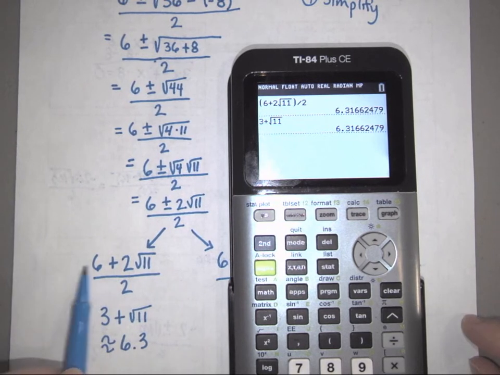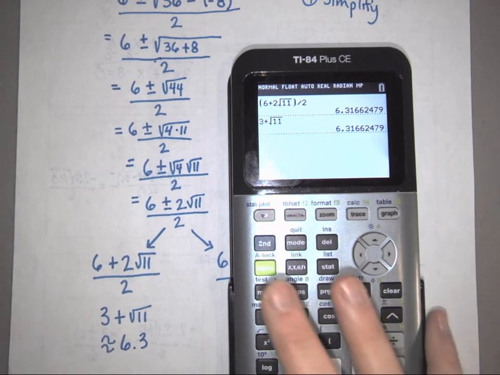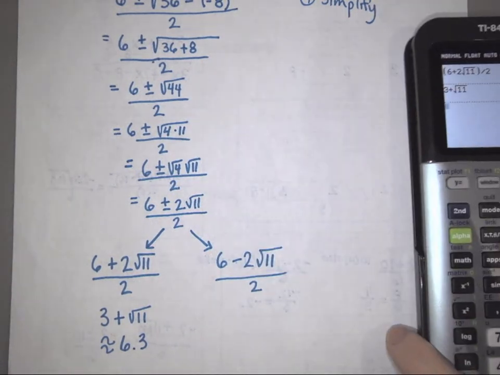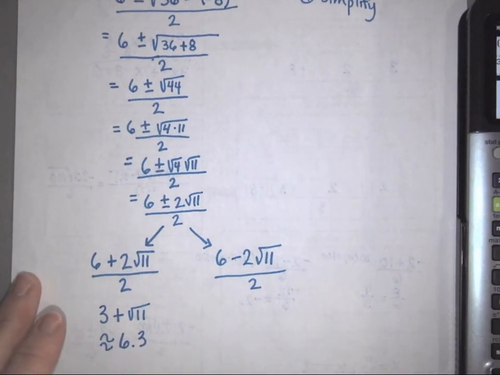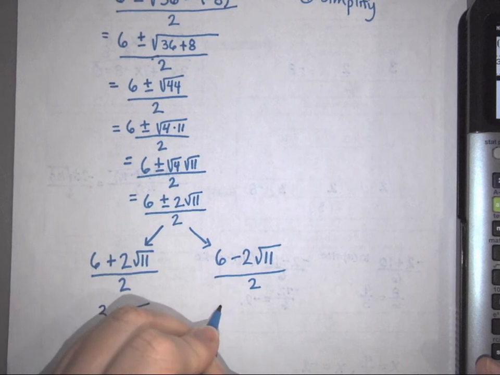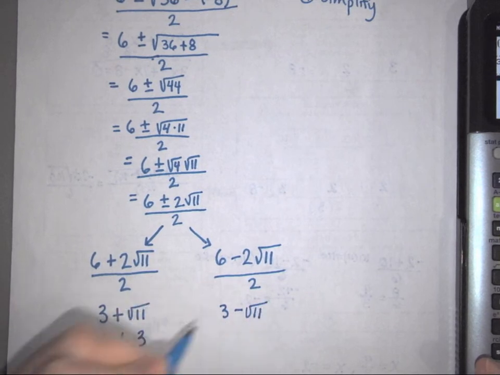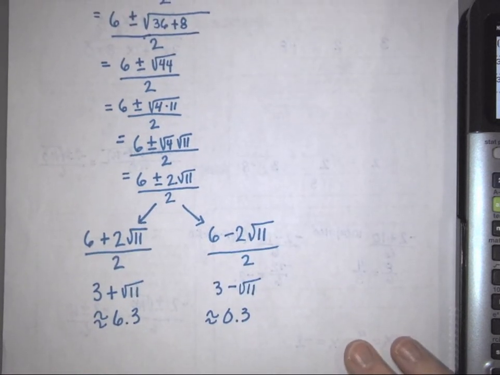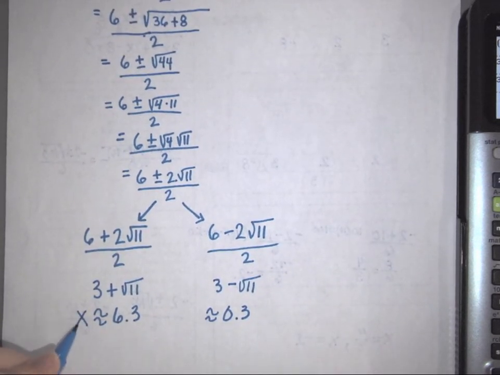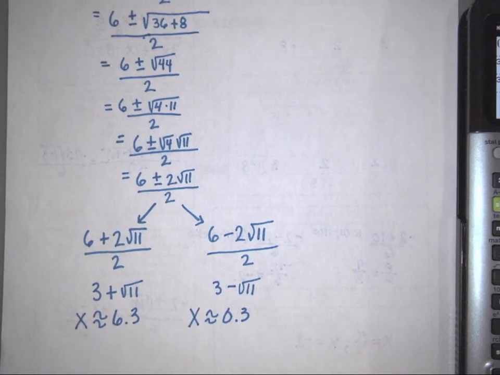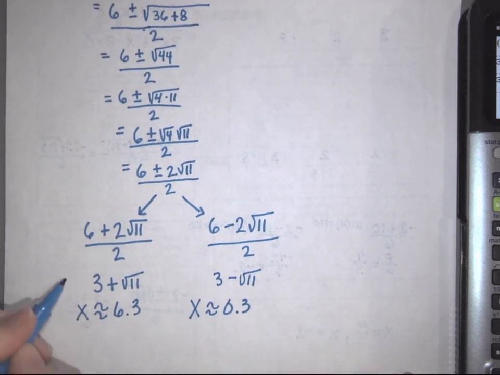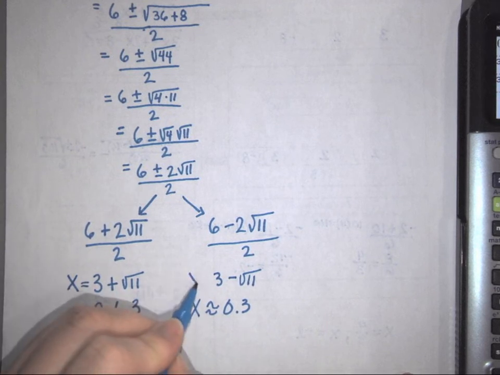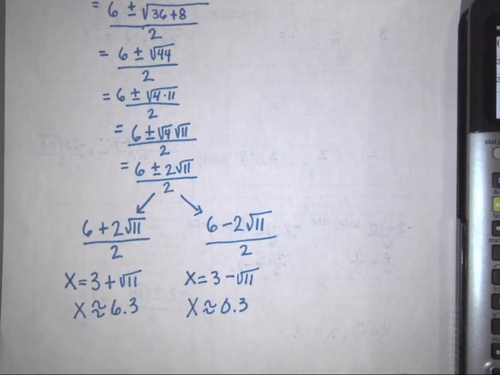If the 2 or the 6 was not divisible by 2, I would not have been able to simplify that further. Sometimes you can't. Sometimes you have to leave it as an improper fraction. Then over here, I would end up with 3 minus the square root of 11, or approximately 3/10. So my answer is that x equals approximately 6 3/10, and x equals approximately 0 3/10, or x equals 3 plus root 11, 3 minus root 11.